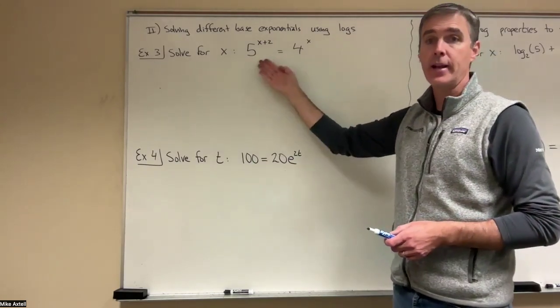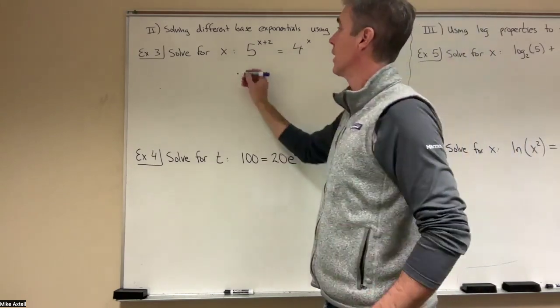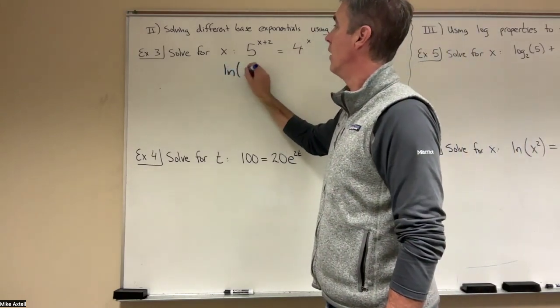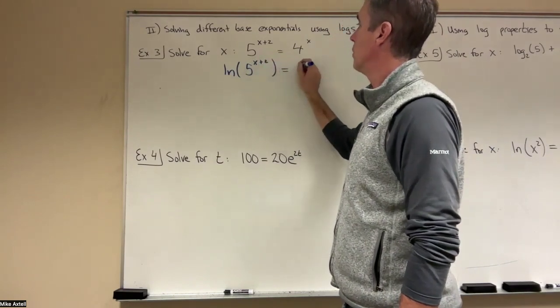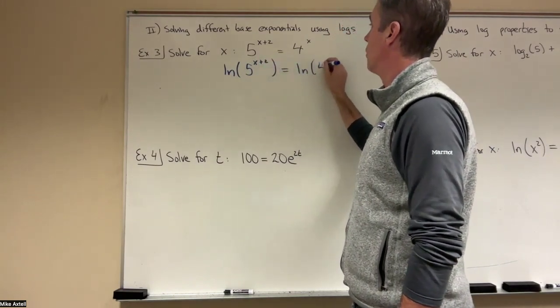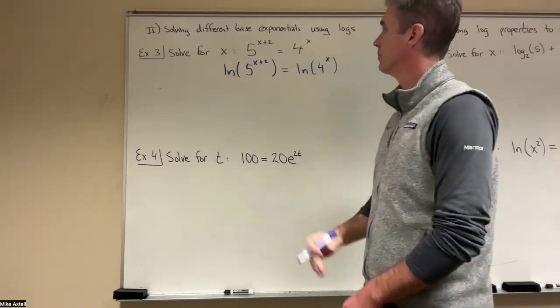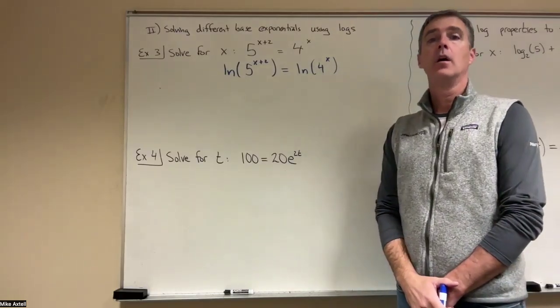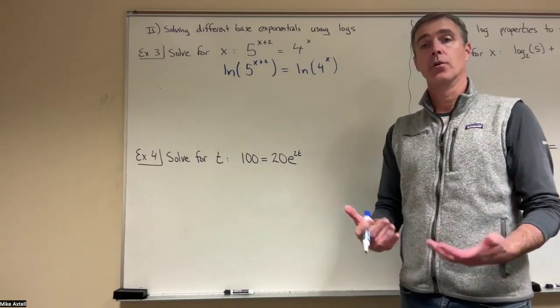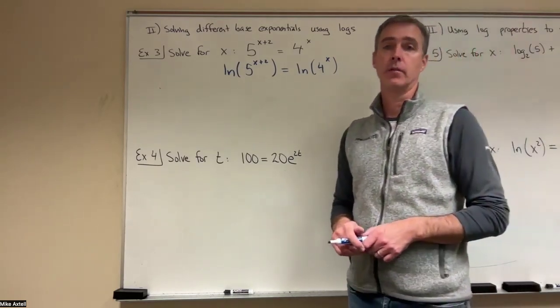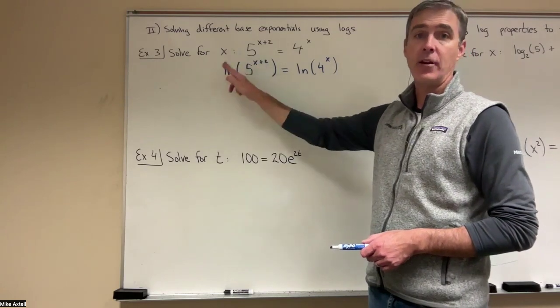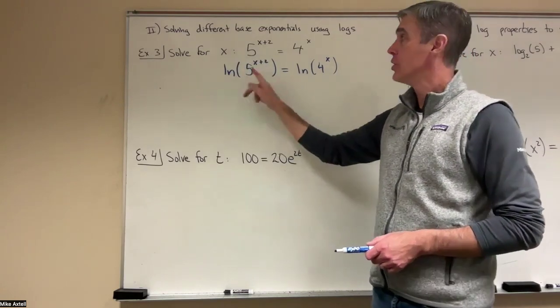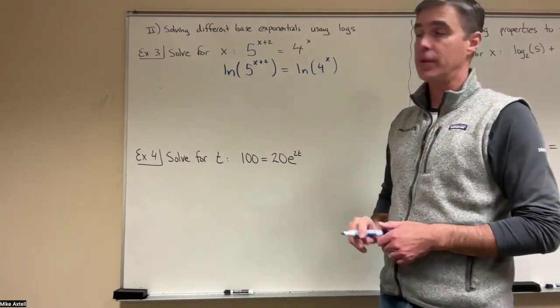Whatever I do to one side, I must do to the other. So I could take the natural log of 5 to the x plus 2, and that would equal the natural log of 4 to the x. It looks like I've made it worse. But one of the properties of log says I can take the power from inside the log and drag it out to the front. So I'm going to do that on both of these.